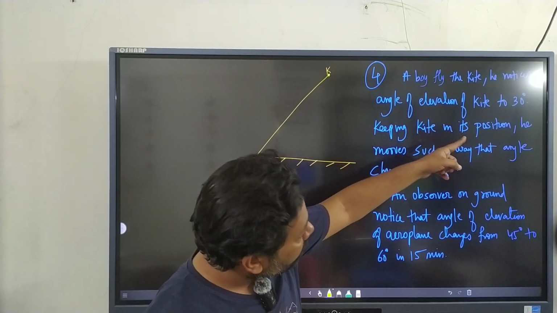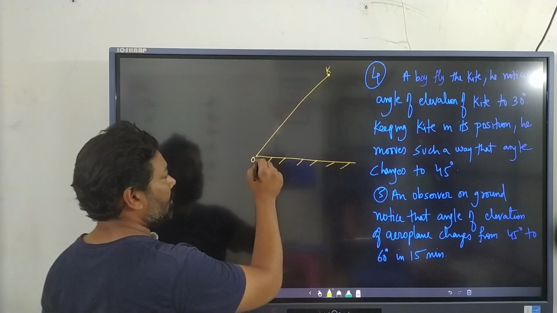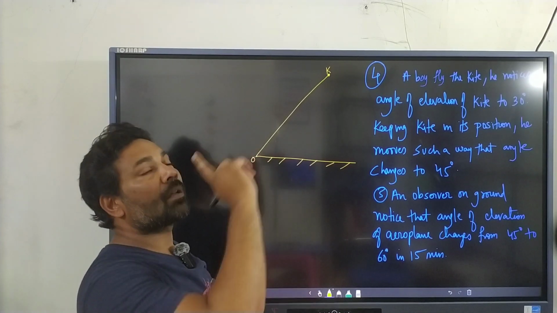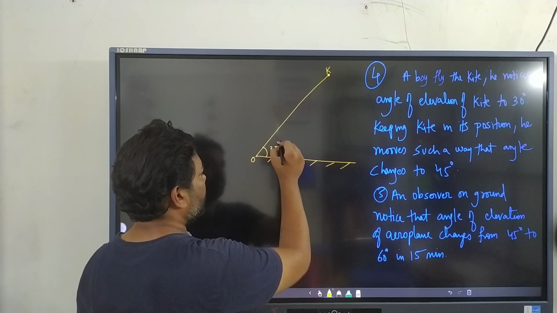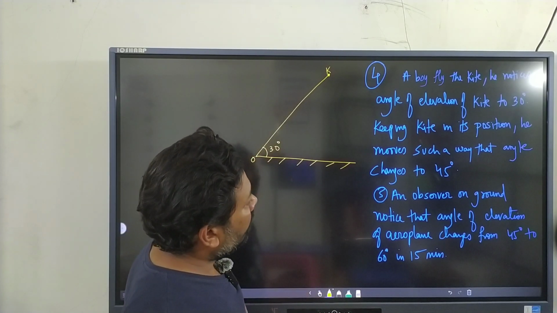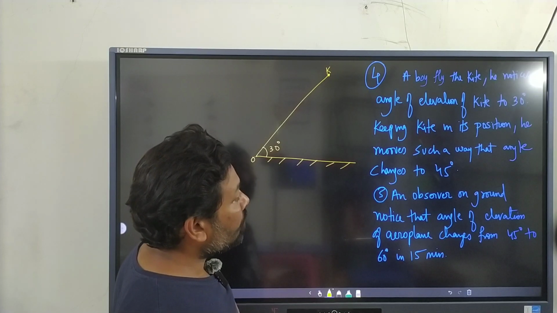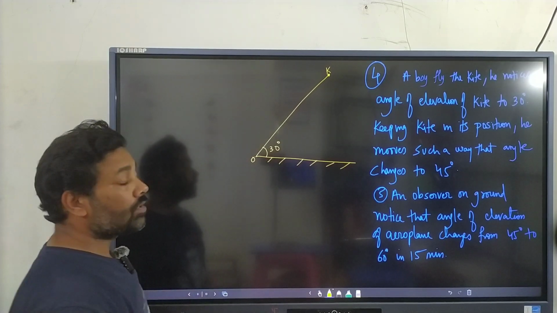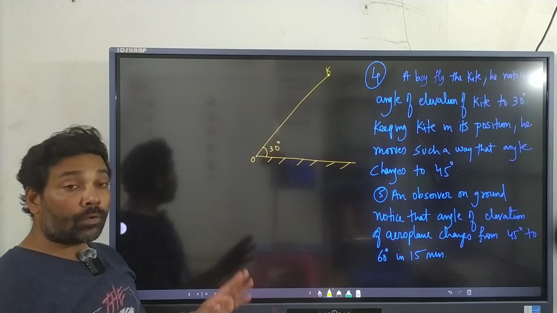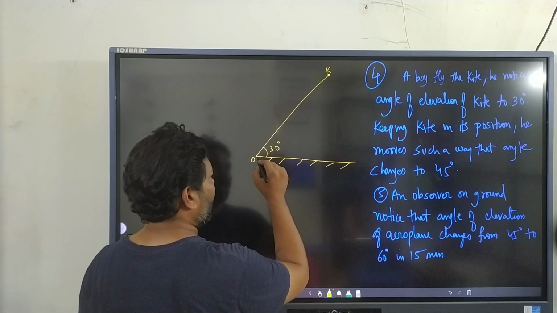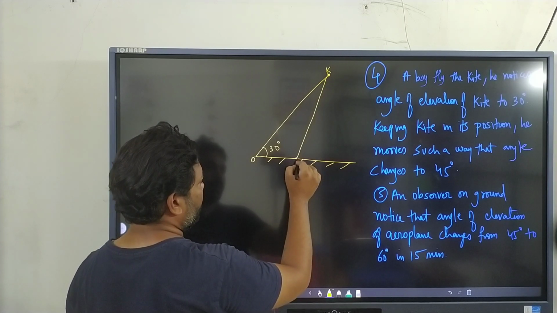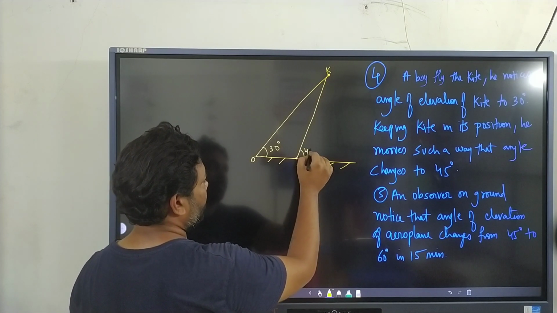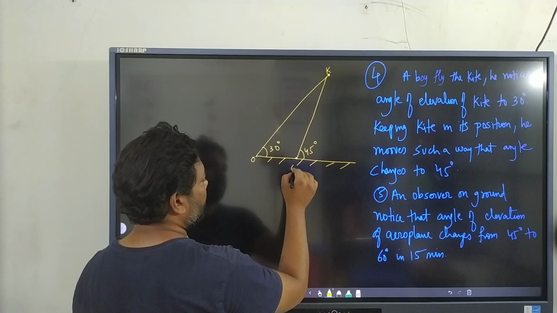He noticed the angle of elevation of the kite to be 30 degrees. So since the boy is here, the kite is above, right? This will be the angle of elevation, 30 degrees. Keeping the kite in position, he moves in such a way that the angle of elevation changes to 45 degrees. So we want to increase the angle. The angle will increase when the boy goes a little ahead. So here you can say now the angle is 45 degrees. So this is the new position.